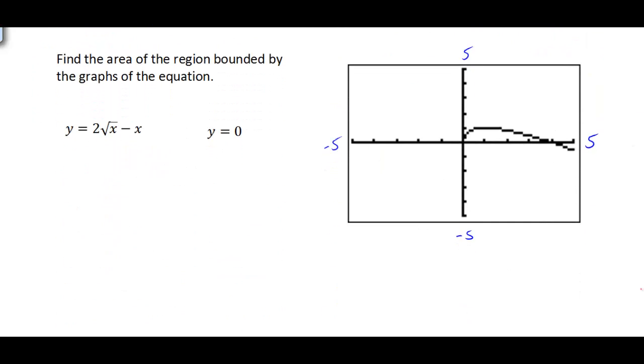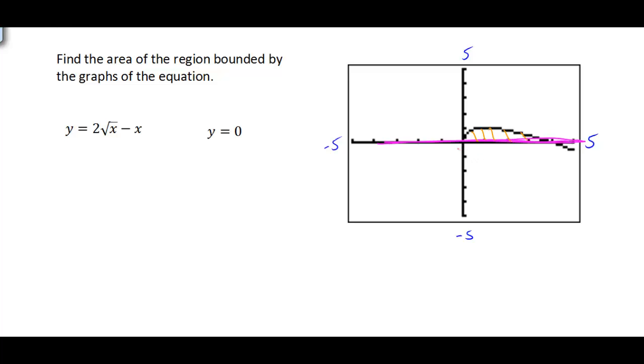All right, here we have another example. We have two equations, y equals 2 square root of x minus x, and y equals 0. The graph of 2 square root of x is given for us here. Once again, y equals 0 is just the x-axis. Again, the region we're looking for the area of is right in here, because this is what is bounded between these two graphs.